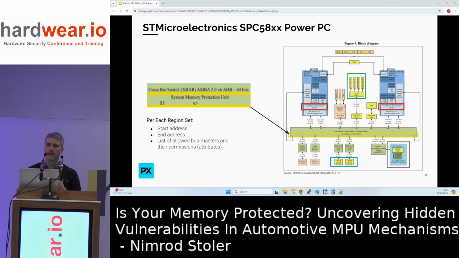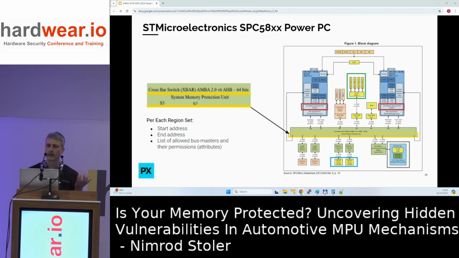So, as we can see, the SMPU is positioned in between the cores and the shared memories, and we marked it in yellow. To configure the SMPU, we should set its region descriptor registers, namely start address and end address of the memory region we wish to protect. On top of that, and as we said earlier, the SMPU is source aware, so there's also a list of allowed bus masters and their attributes that we need to configure.